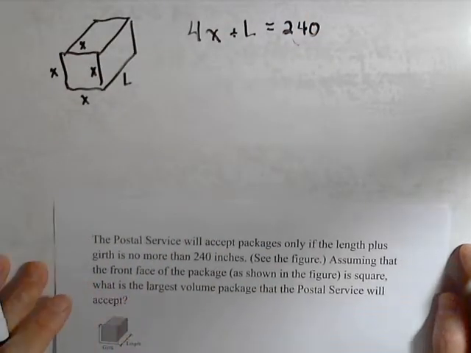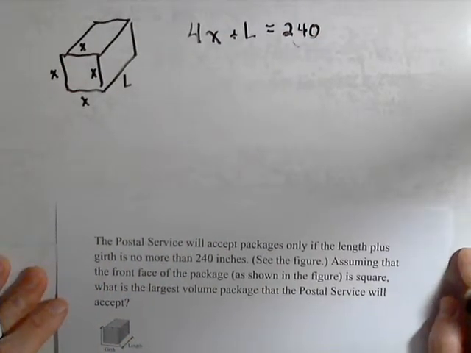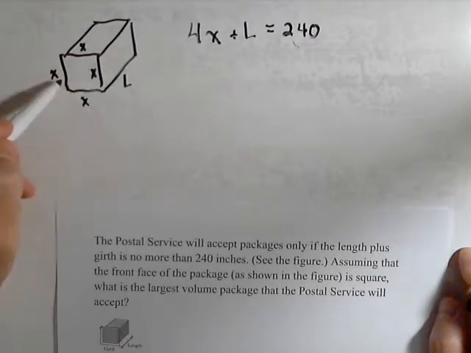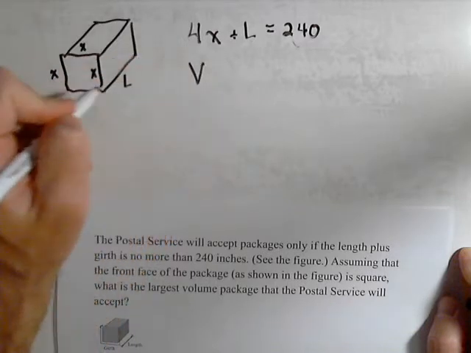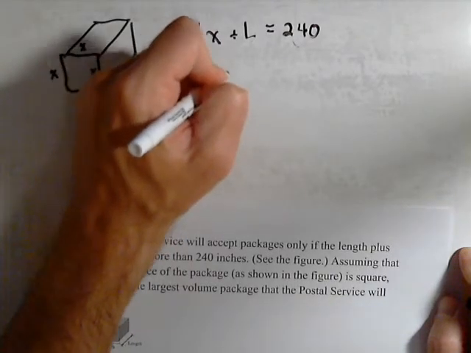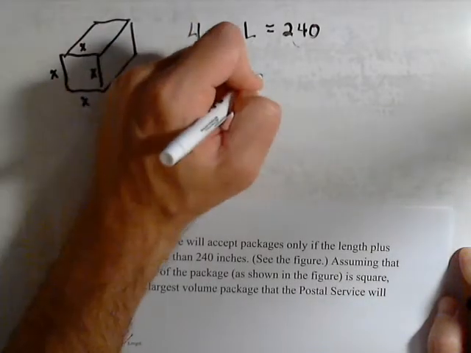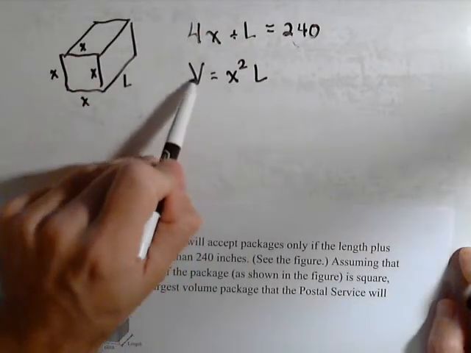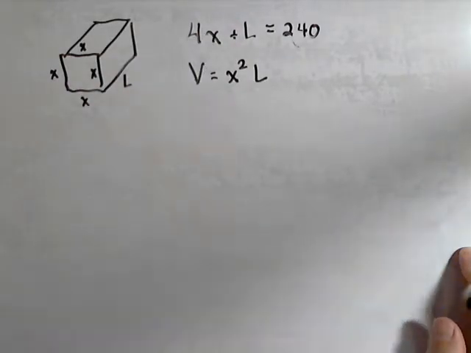Now what is it we want to do? We want to maximize volume. So we need the volume of this thing. Well, the volume is the area of the base times the height. So volume is going to be x times x, so x squared times L. And here's what we want to maximize, subject to that constraint.